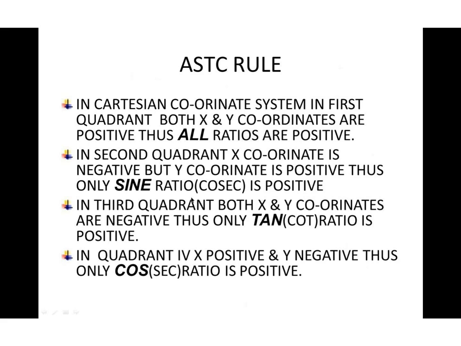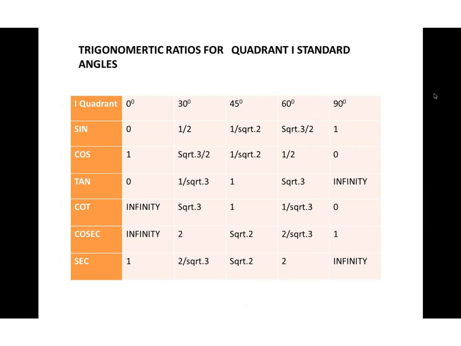quadrant. So if you take the abbreviation of that, all, sine, tan and cos, you get a rule called the ASTC rule. That means all ratios are positive in the first quadrant. In the second quadrant only sine and cosec will be positive. In the third quadrant only tan and cot will be positive, and in the fourth quadrant only cos and sec will be positive, else rest everything will be negative. Okay, so this is the ASTC rule. That is again a conclusion that we can draw from the standard unit circle.